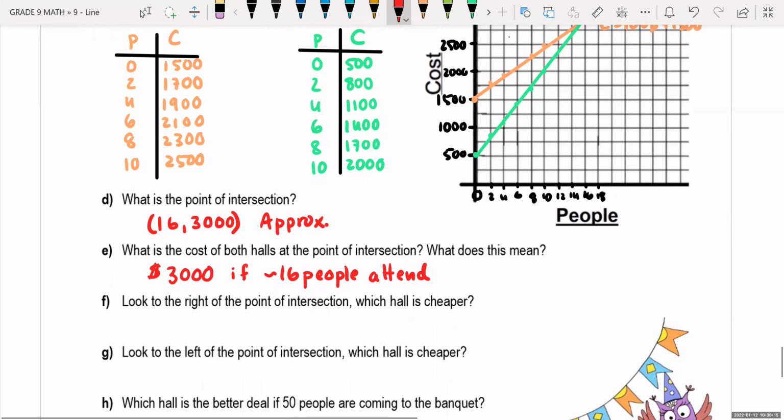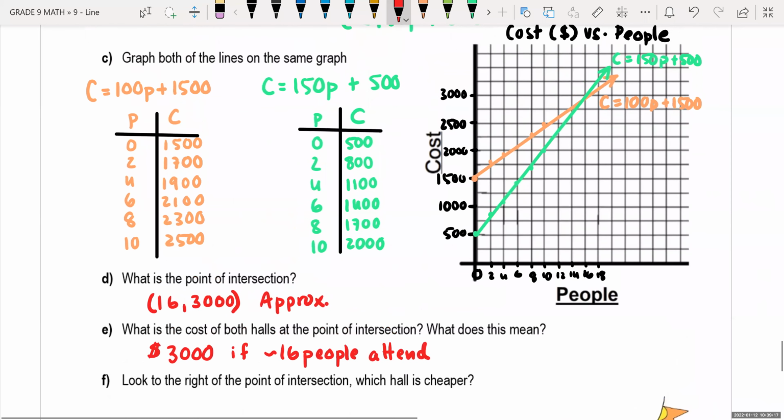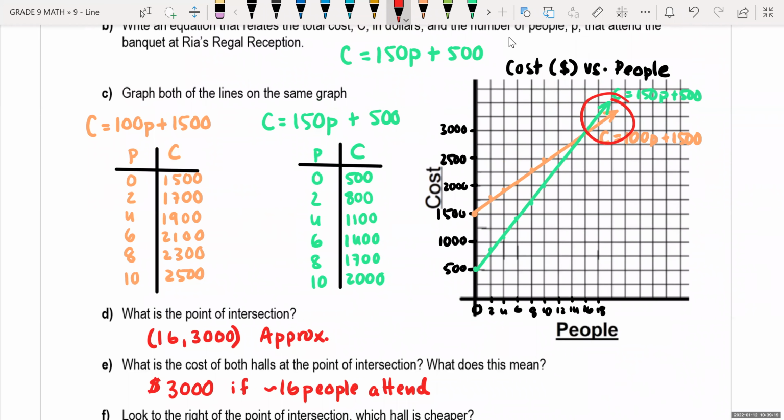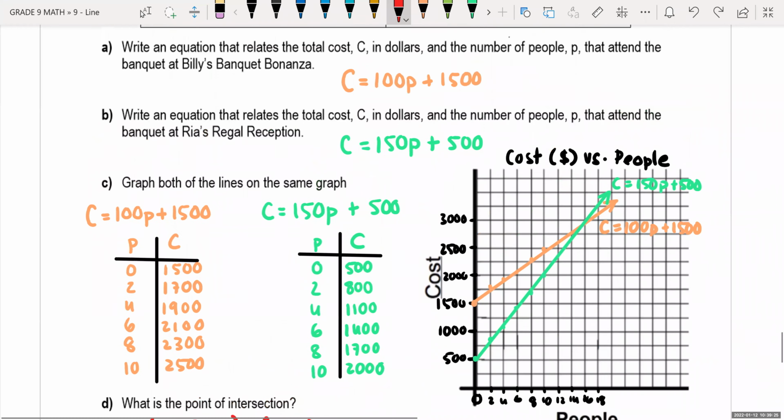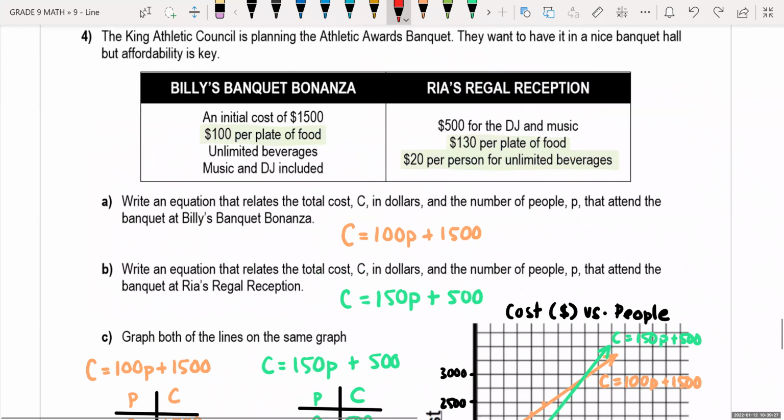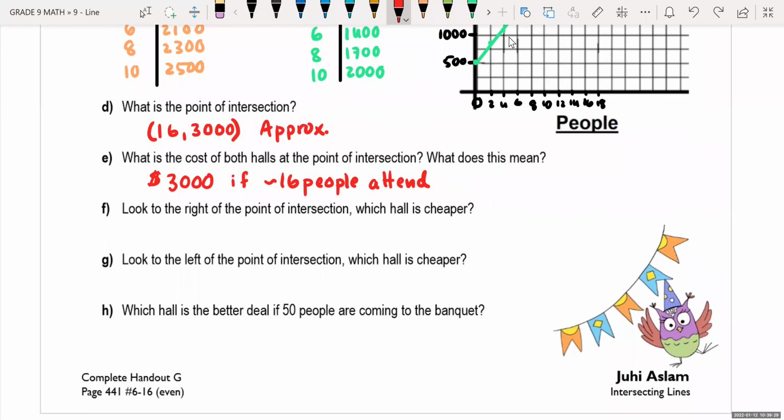Look to the right of the point of intersection, which hall is cheaper? So to the right, we're going to look over here and you look at what line is underneath which one. So the orange line is underneath, and that means that was Billy's Banquet Bonanza. So this we can say with certainty, Billy's Banquet Bonanza is cheaper.